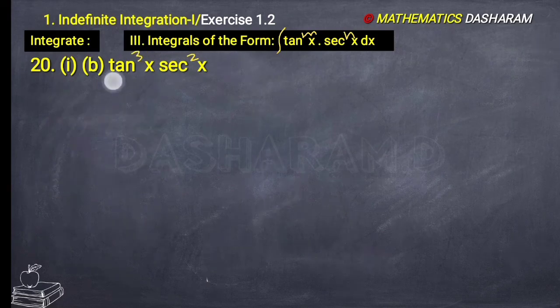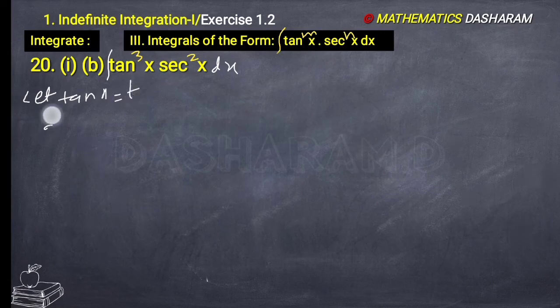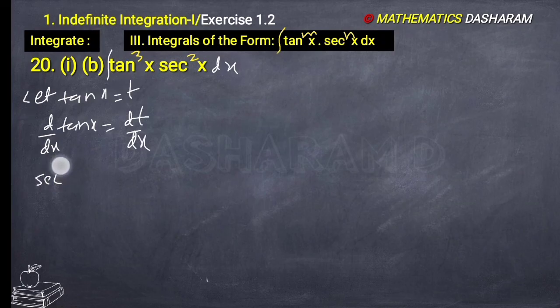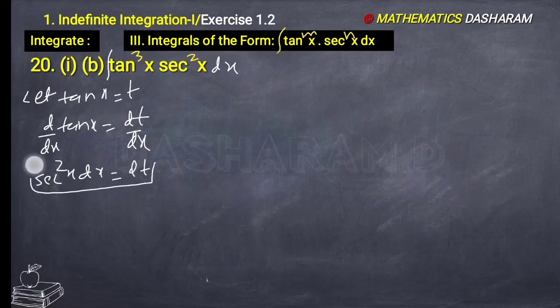B question, tan cube x into secant square x. So let's select tan x equals to t, new variable t, and do the derivative on both sides with respect to x, it is equals to dt by dx. So derivative of tan x is secant square x and dx transpose to left side. So substitute these values in the given question.